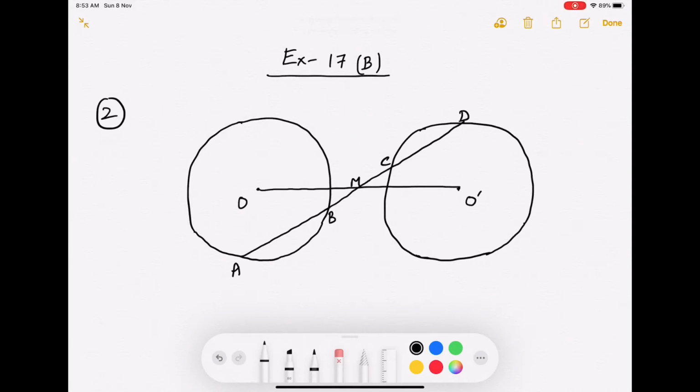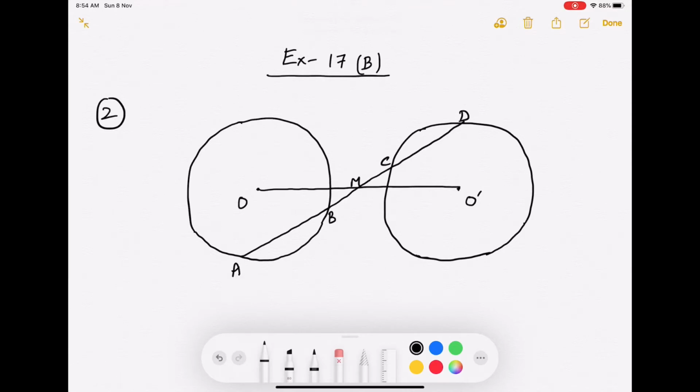In question number 2 of exercise 17b, it is given that a straight line is drawn cutting two equal circles. Equal circles means their radii are the same, and the line passes through the midpoint M of the line joining the centers O and O dash. You have to prove that the chords AB and CD, which are intercepted by the two circles, are equal.